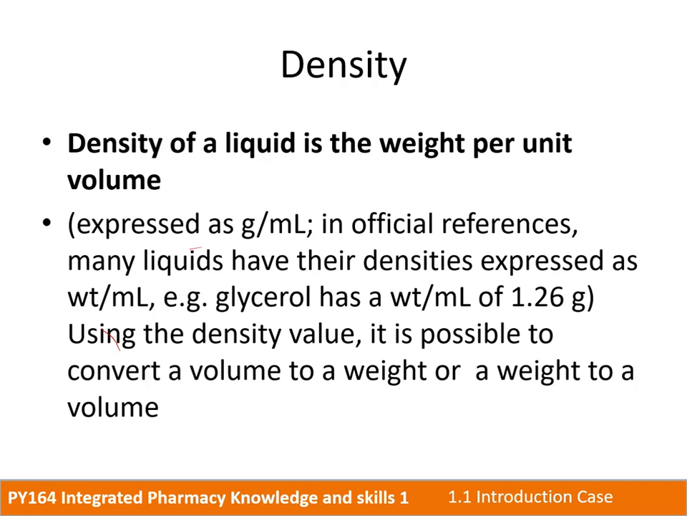Okay, so we're going to go on and talk about density. The density of a product really says how heavy is a certain amount of it. So we talk about the weight per unit volume, and this is normally expressed as grams per mil. The way it's expressed might well be that glycerol has a weight per mil of 1.26 grams. So for every mil that you have, it weighs 1.26 grams.